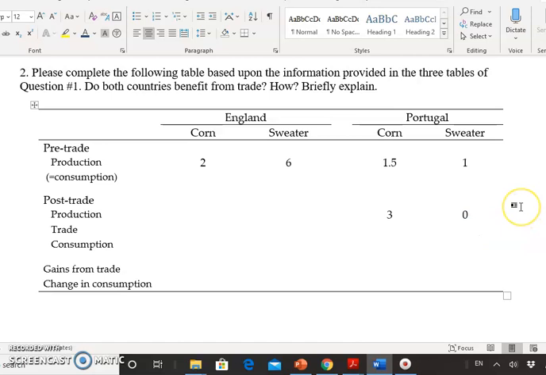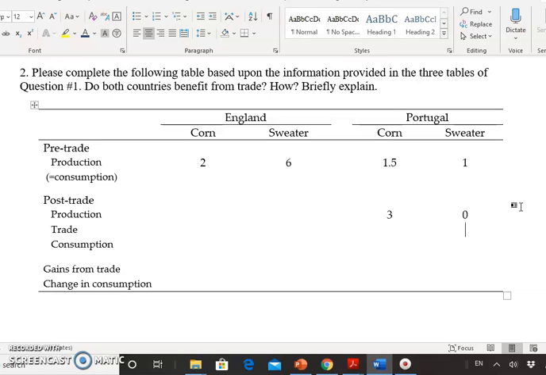Now, as we said, if we want to show gains from trade, we would not like to see any decrease in consumption, right? Because even if Portuguese are going to consume more corn but fewer sweaters, it's hard to say that they are really better off. It's easier for us to say Portuguese consume more of both, or at least more of one thing but keep the other thing constant, right?